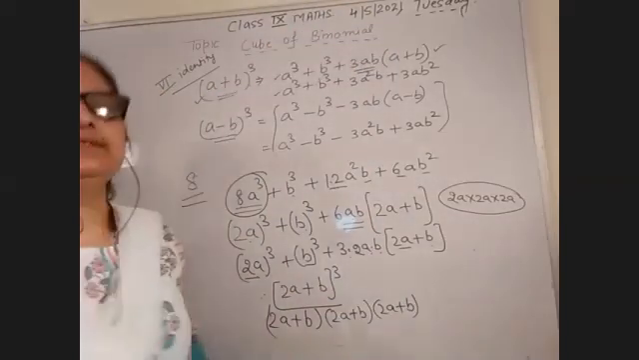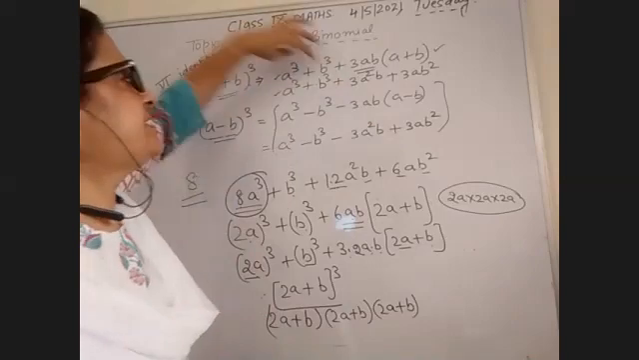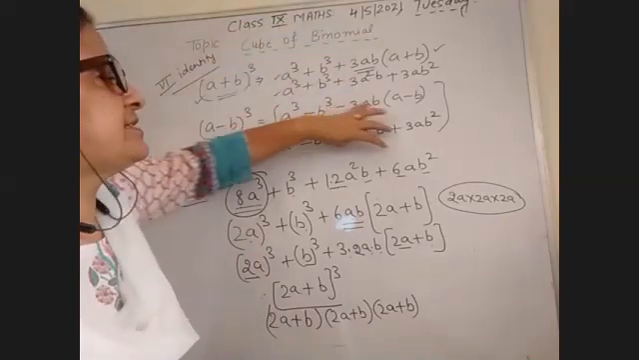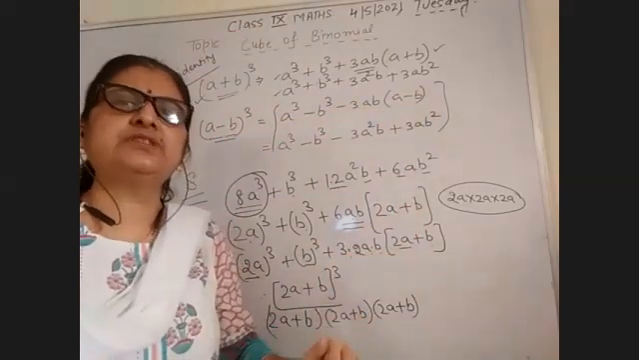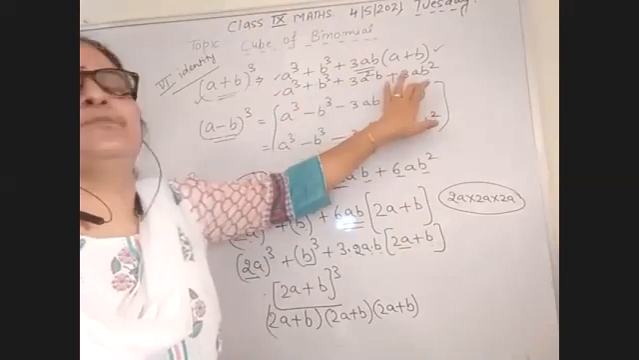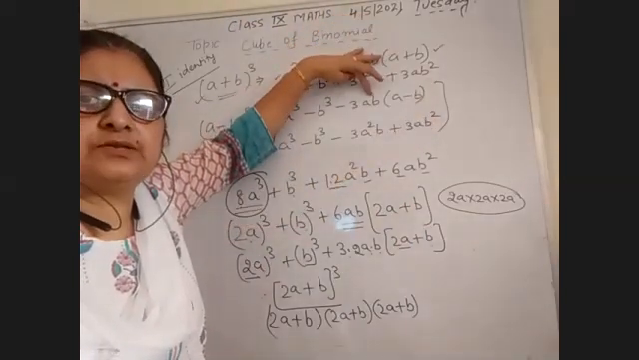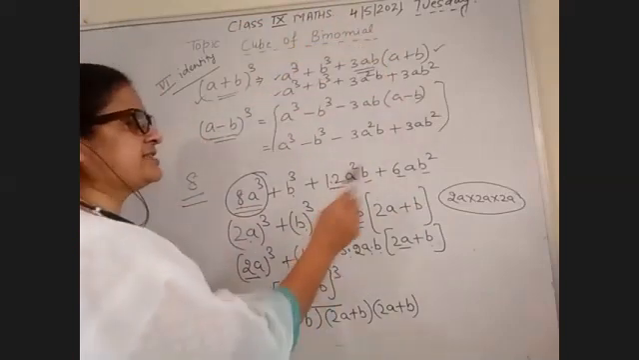Yes students, when this question is given in this form, 8a cube plus b cube plus 12a square b plus 6ab square, you have to first convert this question in this form. Like this form also you can change it, whichever is easier for you.